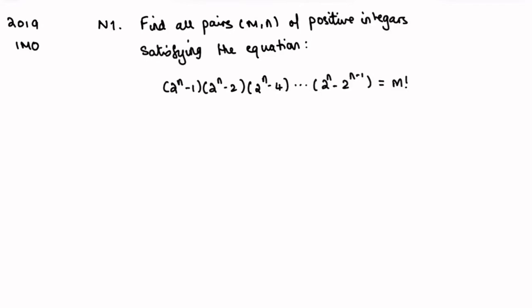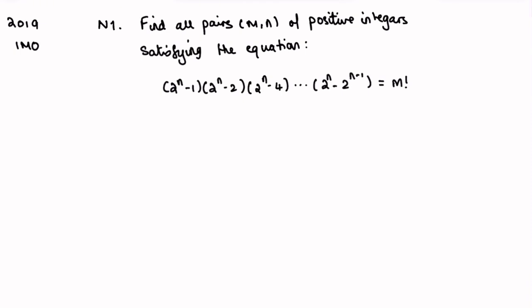Hello there guys. So today we're going to be taking a look at the following question, which is from the 2019 IMO, and it's question number N1, which reads as follows. Find all pairs (m, n) of positive integers satisfying the equation (2^n - 1)(2^n - 2) and so on, all the way up to (2^n - 2^(n-1)) equals m factorial. So let's get straight into it.